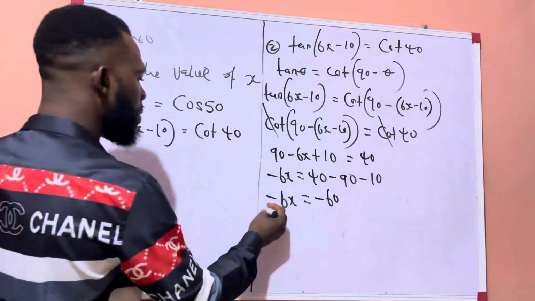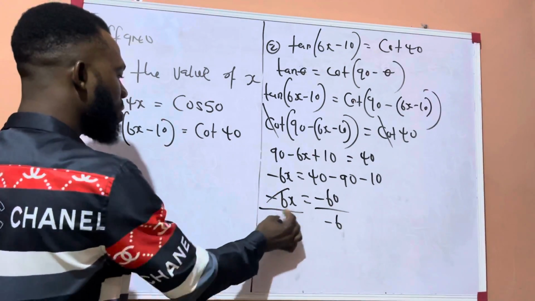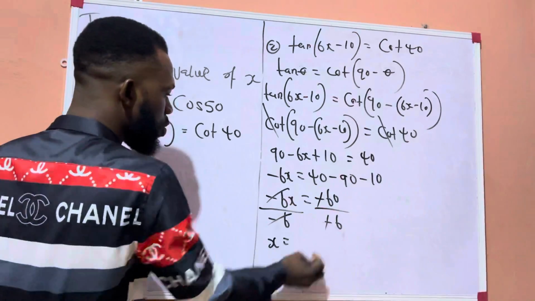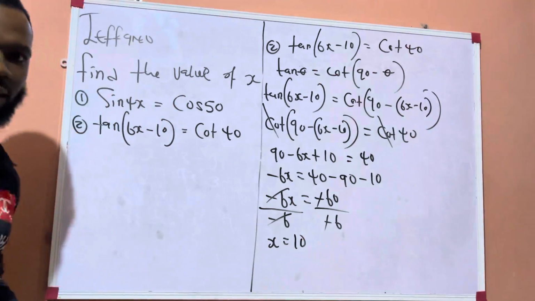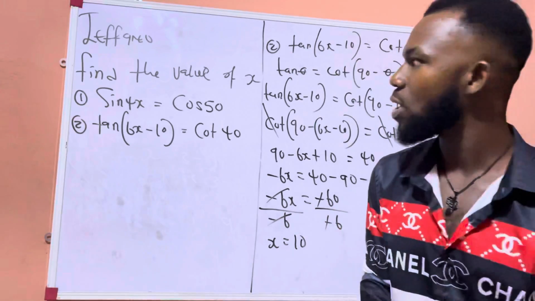So also divide both sides by minus 6. When minus 6 cancels minus 6, what do I have left here? x. Minus also cancels minus, and 60 divided by 6 gives us 10. So x is equal to 10. So class, this is how you can use complementary angles in solving problems on trigonometry.